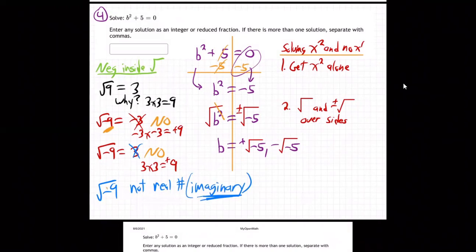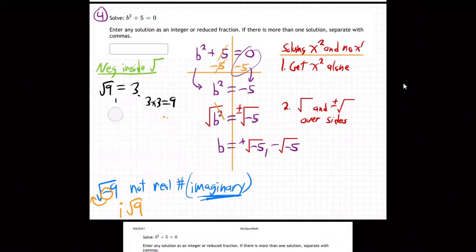We take this negative right here and we move it out and we say I square root of 9. And the I stands for imaginary. It sounds like I'm joking around and making stuff up here, doesn't it? But I'm not kidding. So let me go back up here and tell you the rule then after we saw all that.